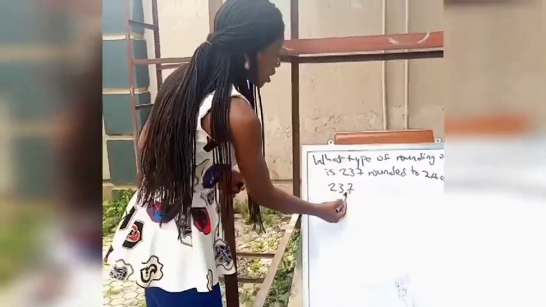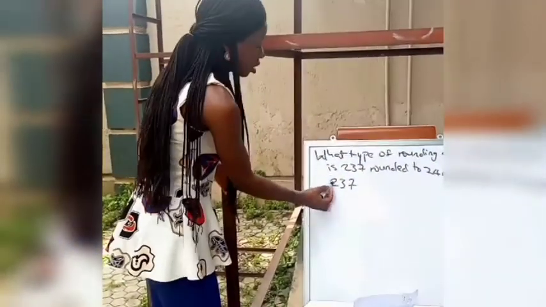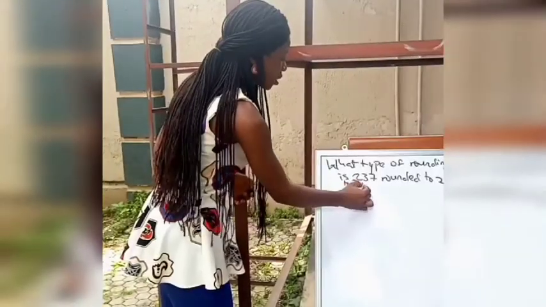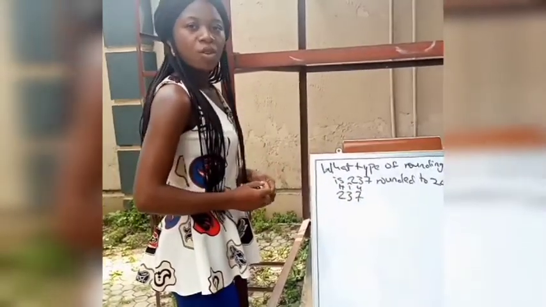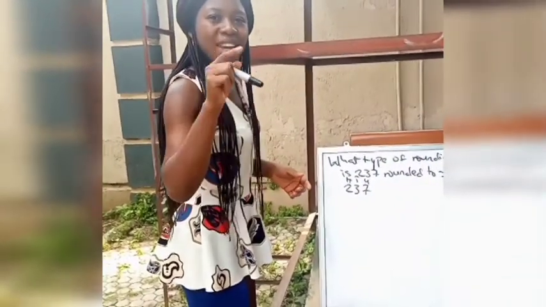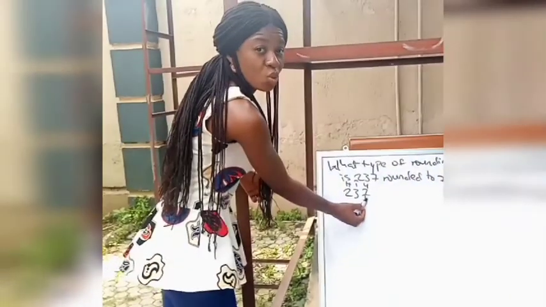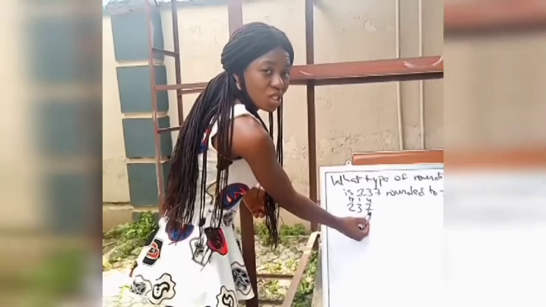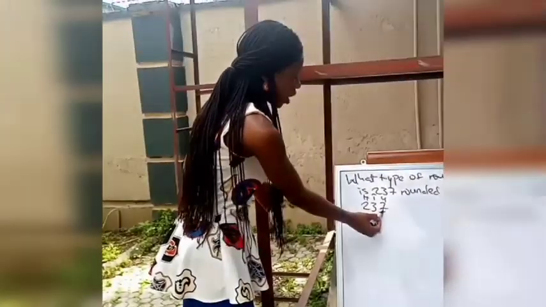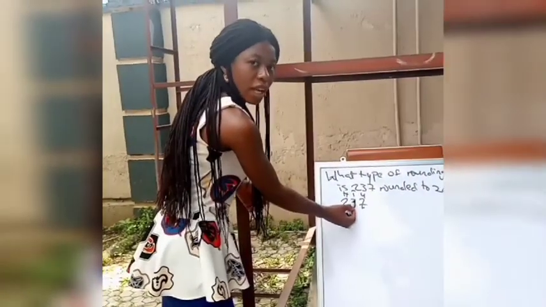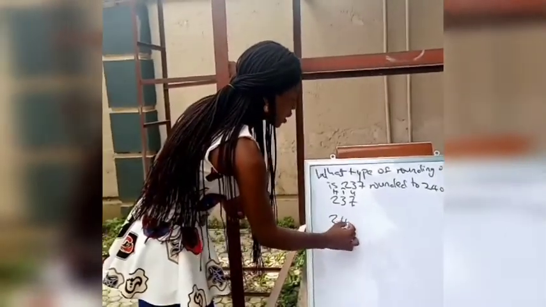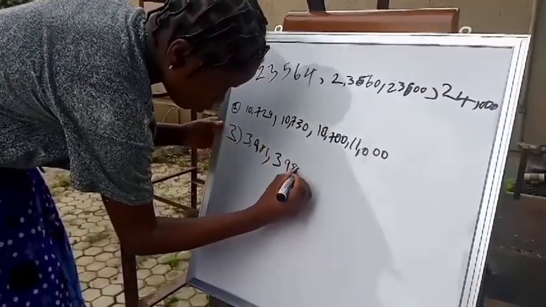Okay. Now, this is the unit, this is tenth, and this is 100. 100, tenth, and units. If you want to round it up to the nearest tens, this is the digit you will consider, which is the unit. Then if it's up to 5, you round it up, and this one becomes a 240.